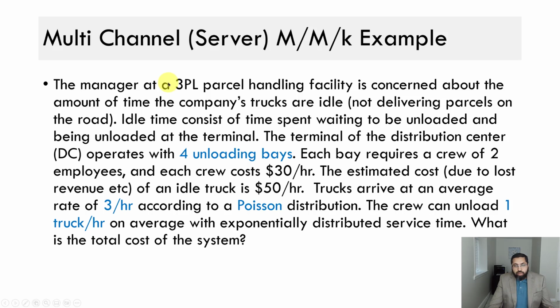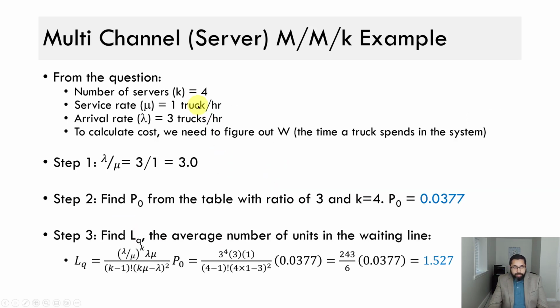Okay, so we have a warehouse. We have 4 unloading bays. These are our channels or servers. We have an arrival rate lambda of 3 per hour. Our service rate for each of the bays is 1 truck per hour, so 1 per hour. So mu is 1, lambda is 3, and we have 4 servers. Okay, so lambda is 3 trucks per hour, mu is 1 truck per hour, K is 4.